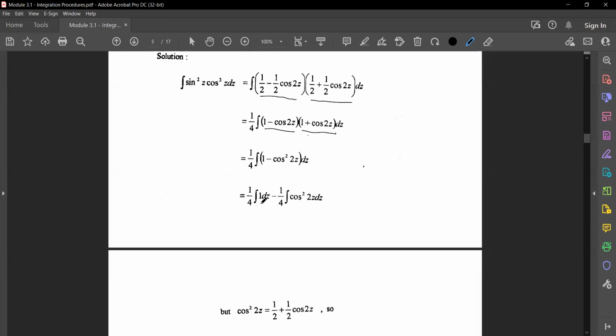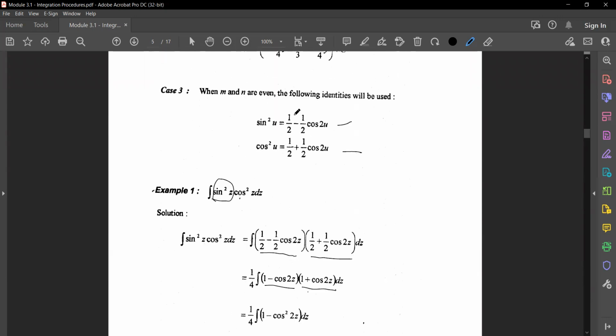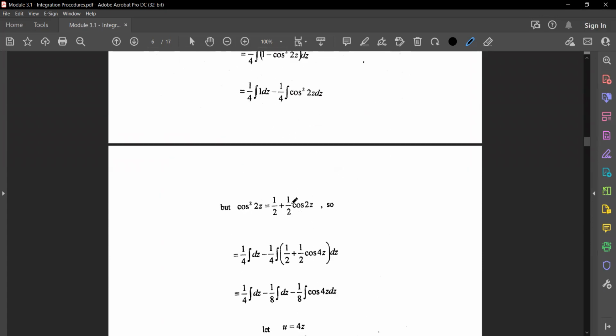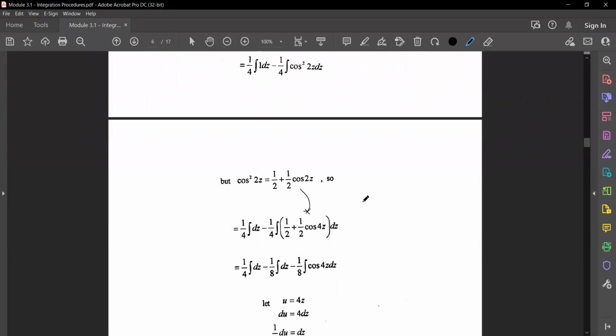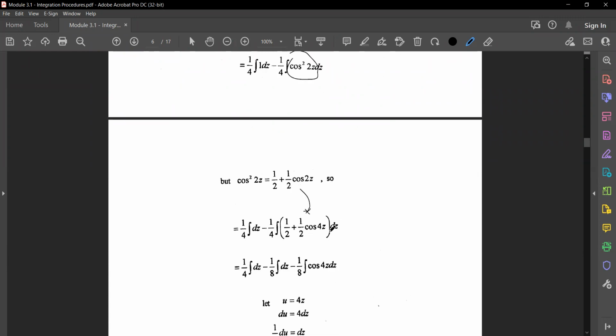Then, proceed with the integral. So, integral of 1 dz minus 1/4. Ito yung isa. Integral of cosine squared 2z dz. Yan. But take note that the cosine squared 2z is ito. Yan. So that is 1/2 plus 1/2 cosine 2z. So substitute natin ulit siya dito. Okay. Ito siya. Yan. So we have 1/2 pa rin plus 1/2 cosine 4z. And so nagiging 4z na tayo.